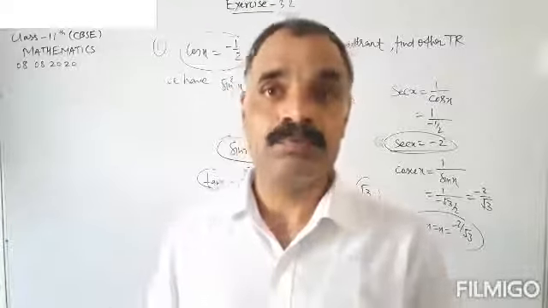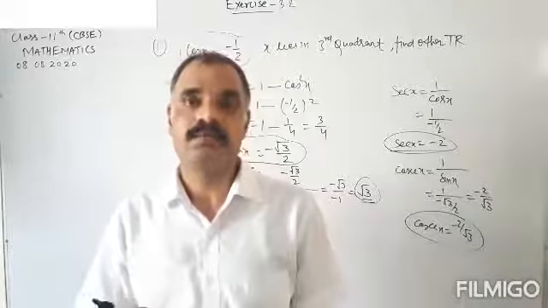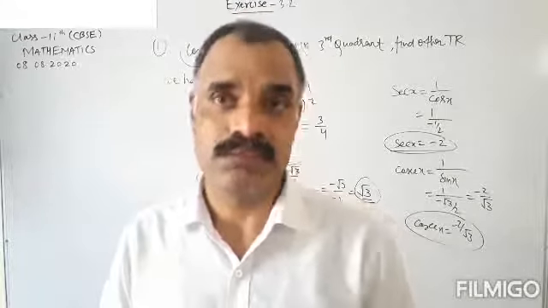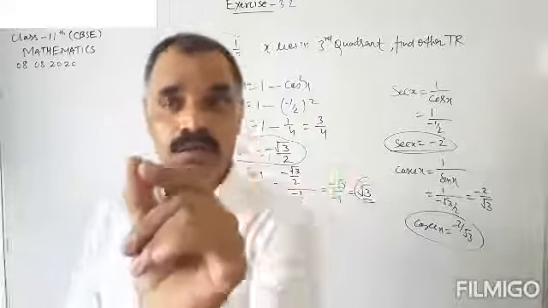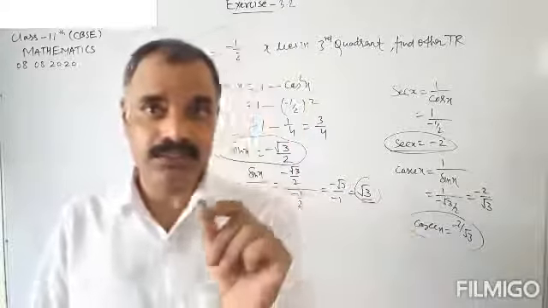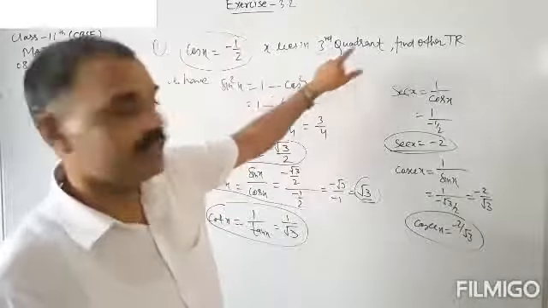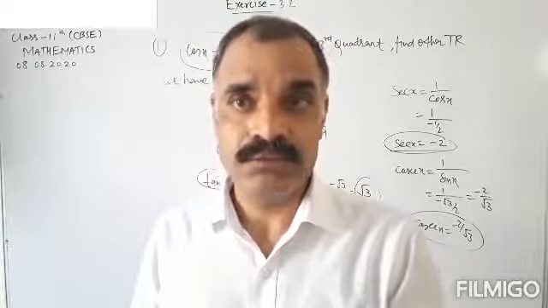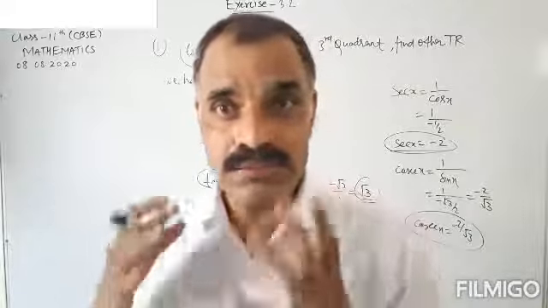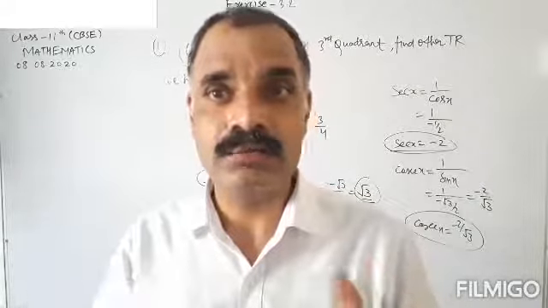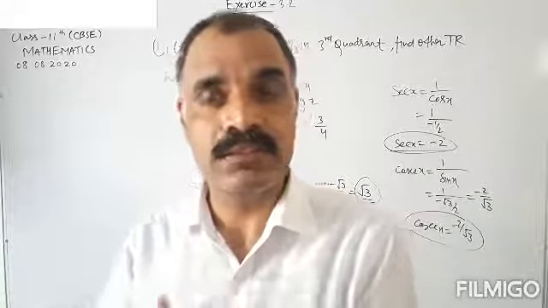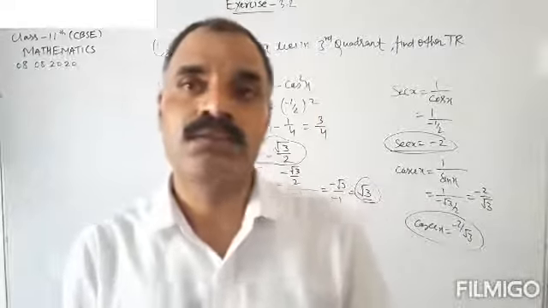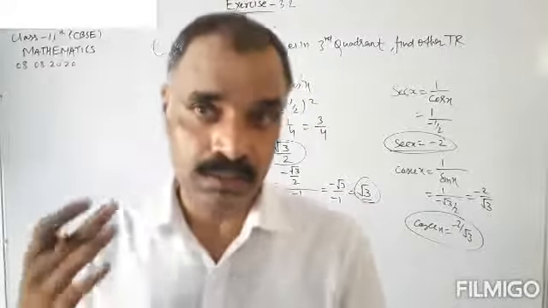This type of question we have already done in class 10th also. But the difference is that here one more condition is given. What is that condition? That x lies in the third quadrant. This condition tells us what the sign of the different trigonometric ratios will be. I have already told you how to solve these questions, almost all the things.